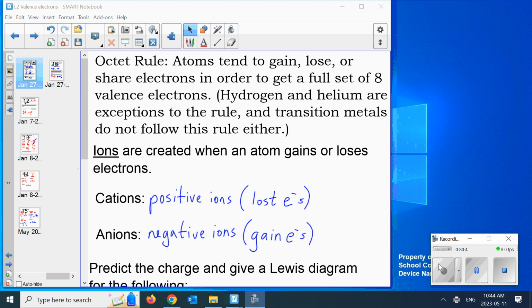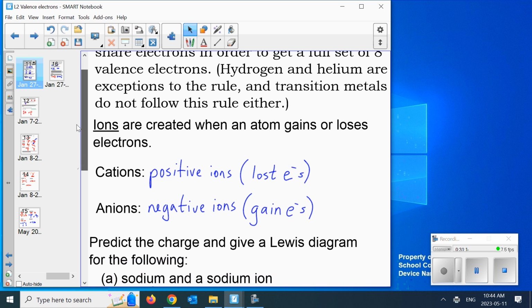What we have here is this idea of 8. I've already mentioned atoms tend to lose, gain, or share electrons in order to get a full set of 8 valence electrons. Hydrogen and helium are the exceptions, just 2. Transition metals, we don't even worry about them. Ions are what's created when you gain or lose electrons. That's a review from grade 9 or 10. Cations, we say, are positives. They've lost electrons. Anions are negatives. They gain electrons.